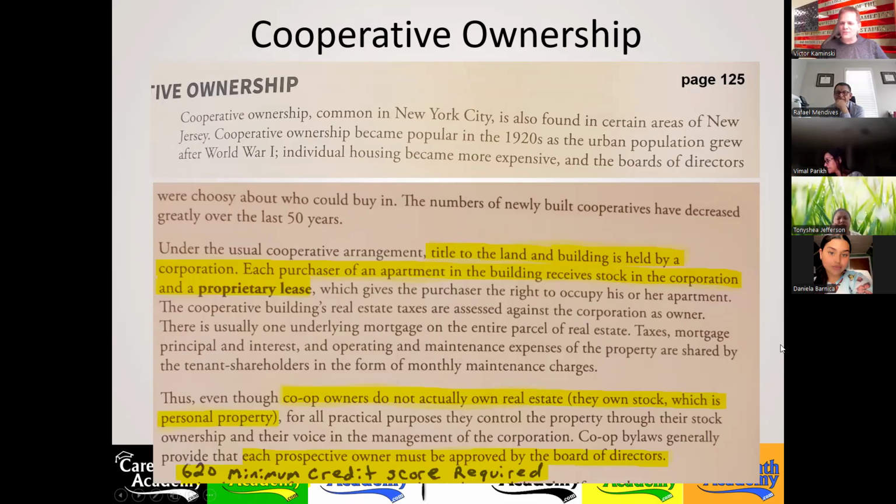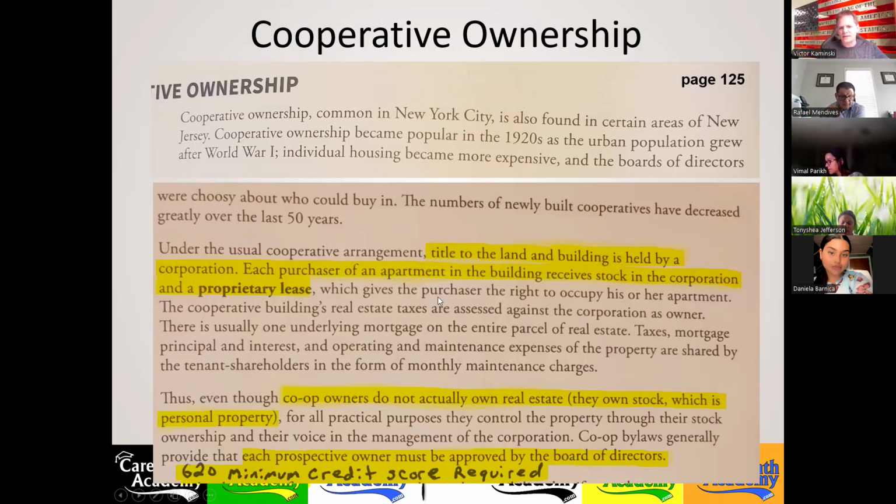So what's the difference? The difference is the form of ownership. In a condo, you own real estate. In a co-op, you own stock in a corporation that owns the real estate. So in a condo, you own what? Real estate. You own real estate. In a co-op, you own stock in a corporation that owns the real estate.